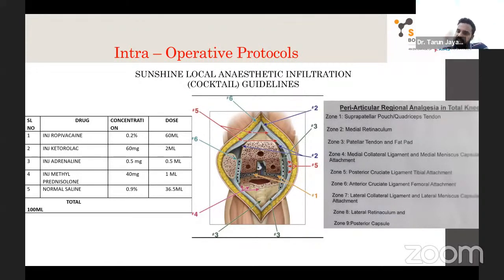And when do you inject this cocktail? This cocktail is usually injected after all the bone cuts are taken and after you give a wash and just before cementing. That is the time when you inject the cocktail.